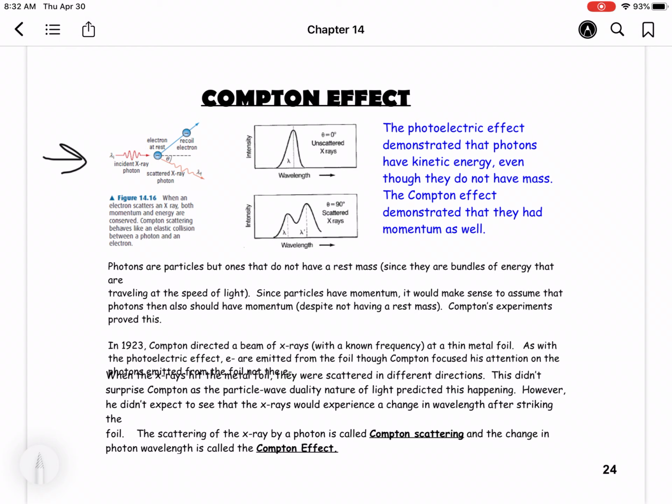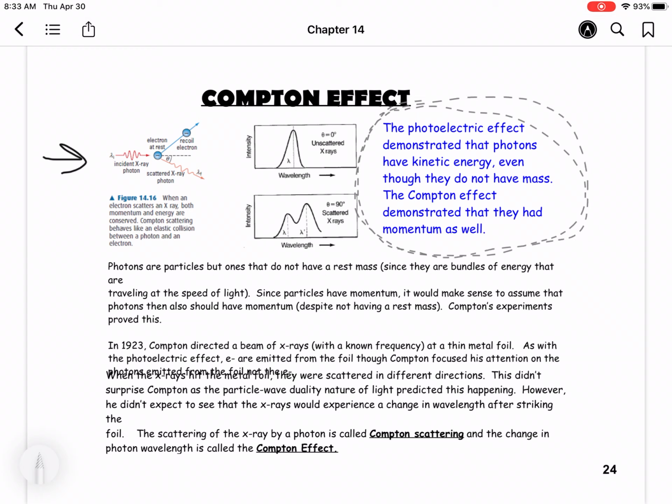And if there's a change in energy, then we know work's being done, but we're also gaining kinetic energy on the electron. Since we're gaining kinetic energy on the electron, the energy here has to be lost, which means the photon originally had to have some kind of energy. And so this is the big thing: the photoelectric effect demonstrated that photons have kinetic energy, even though they do not have mass, and the Compton effect demonstrated they had momentum as well.